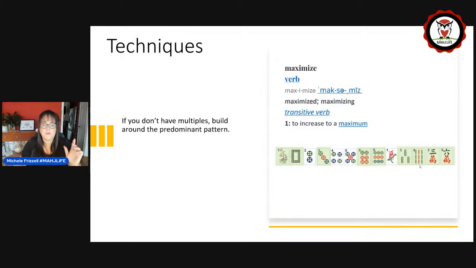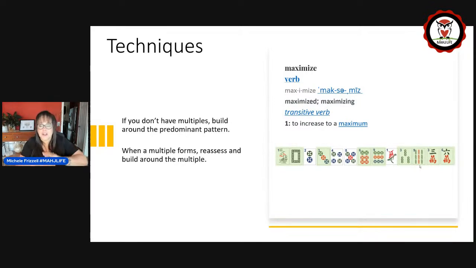If you don't have multiples, build around the predominant pattern. When a multiple forms, reassess and build around the multiple. You've got to target the multiple because that is optimal. That is the optimized way to play American Mah Jongg, the optimal way. And you're going to optimize your potential to complete a hand if you target multiples. So this would be maximize.